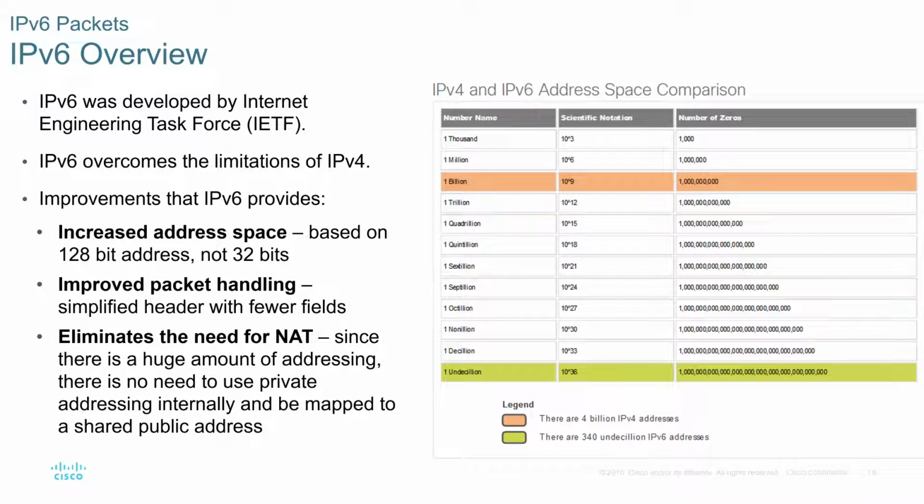IPv6 was developed by the Internet Engineering Task Force, the IETF. It overcomes the limitations of IPv4. As we can see in the chart, IPv4 had approximately 4 billion addresses. IPv6 has 1 undecillion addresses, a huge increase in addresses.